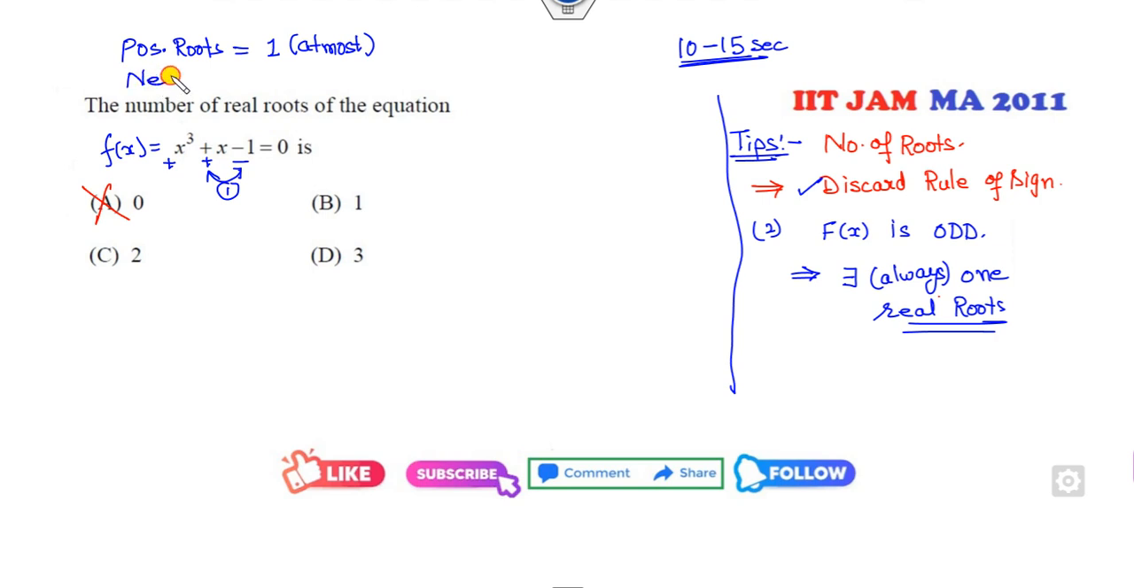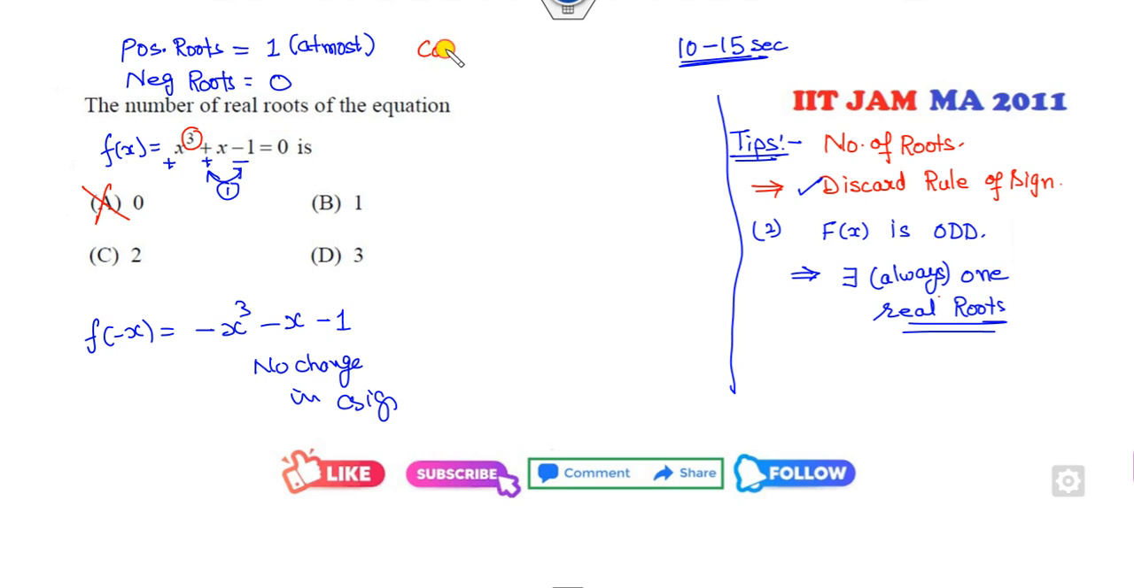Find the number of negative roots. How can you find the number of negative roots? I can find the value of f(-x). It is -x cubed minus x minus 1. You can see there is no change in sign. It means the number of negative roots is 0. But the degree is 3, so the remaining ones are complex roots.